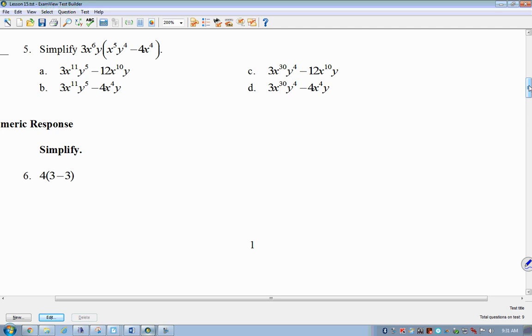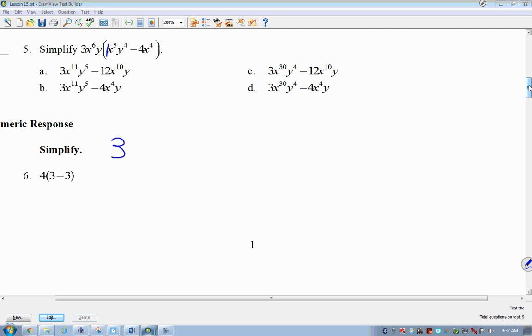Okay? Keep in mind there is a 1 here. Okay, that's fine. Does 1x to the 5th, y to the 4th have the exact same variables with the exact same exponents as negative 4x to the 4th? No. So can I combine those terms? No. So what's my next step? Well, let's be more complete. Let's say 3x to the 6th y times 1x to the 5th y to the 4th. So what's 3 times 1?